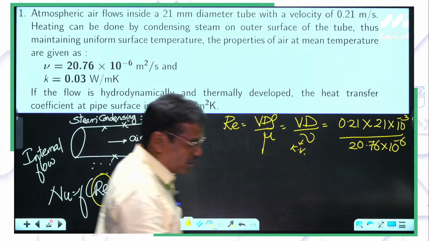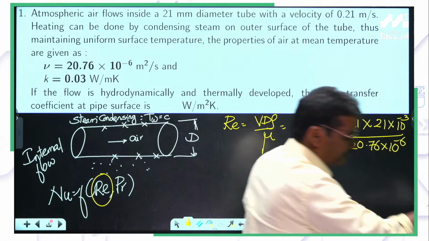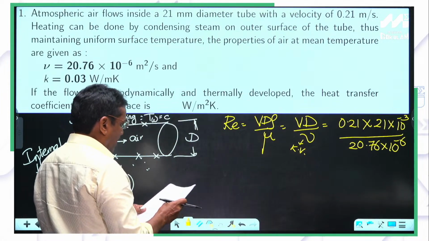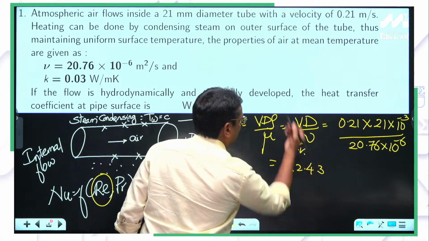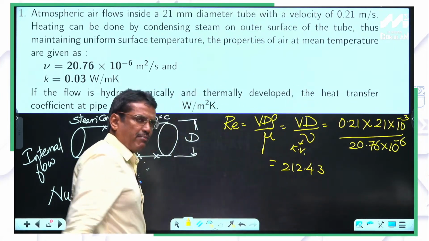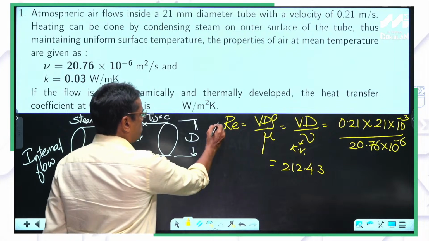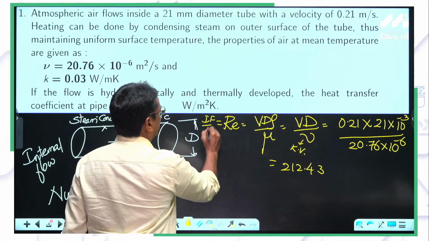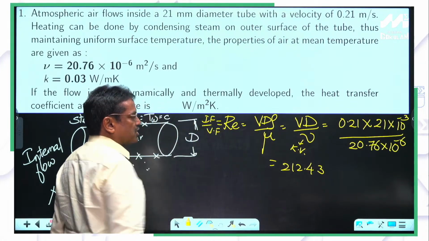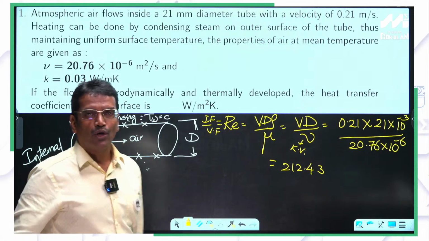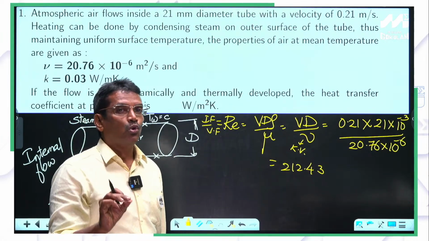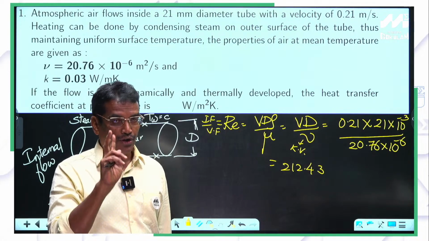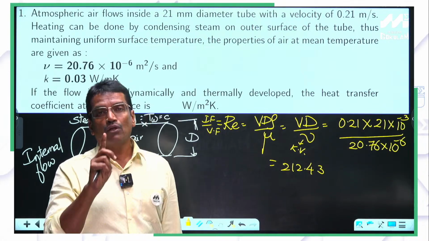So, this is the Reynolds number. I got the answer, Reynolds number, as 212.43. Reynolds number is a dimensionless number, the ratio of the inertia forces to the viscous forces. We have calculated it, and now how do we decide whether the flow is laminar or turbulent? For internal flows, as long as the Reynolds number is less than 2000, the flow is laminar.